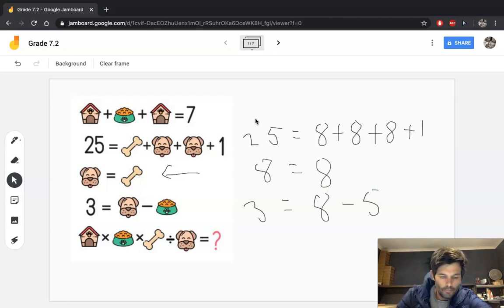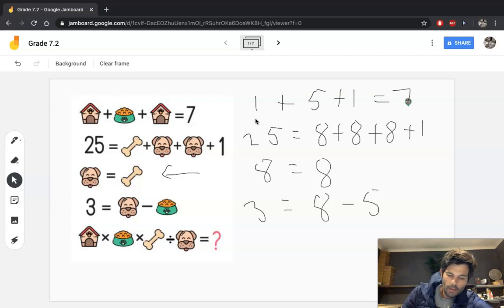Then at the top, I know that the dog food was 1, so it must be 1 plus 5 plus 1 is equal to 7. And then at the bottom, the house is 1 multiplied by the dog food, which is 5, multiplied by the bone, which is 8, divided by the dog, which is 8.